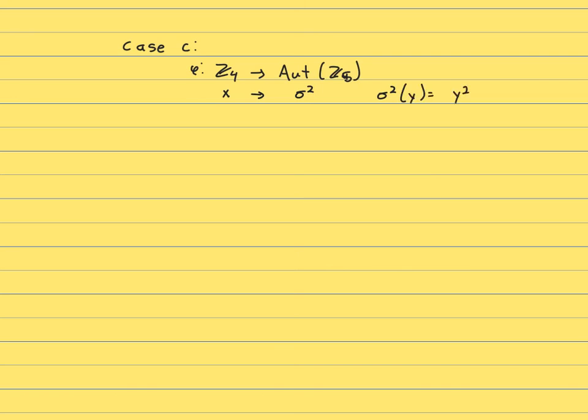It's y squared squared. It's y to the 4th. That's equivalent to y to the negative 1. So this is the one where x inverse is y inverse. This is the group that the book denotes by Z5 semi-direct product Z4.